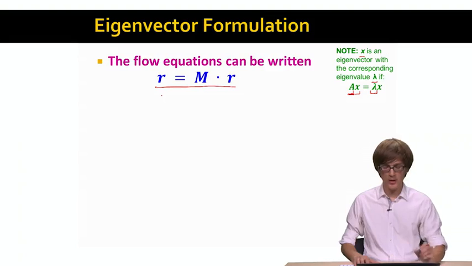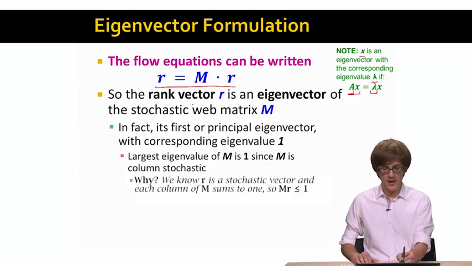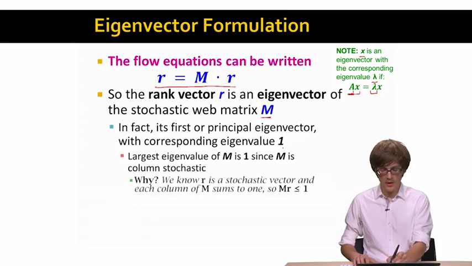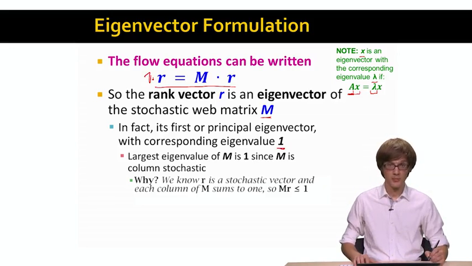Our equation looks very similar. We have M times R, which is the same as A times x, and then we say equals R, and before we had equals lambda x. What this means is that the rank vector is an eigenvector of the stochastic web matrix M. Another important fact is that it is a principal eigenvector, which means it corresponds to the eigenvalue with value 1. Here I can think that I implicitly multiply by 1 and my lambda is 1. In fact, the largest eigenvalue of M is 1 exactly because M is column stochastic.